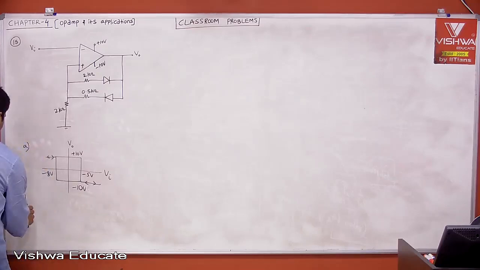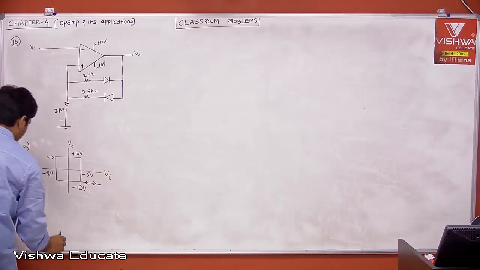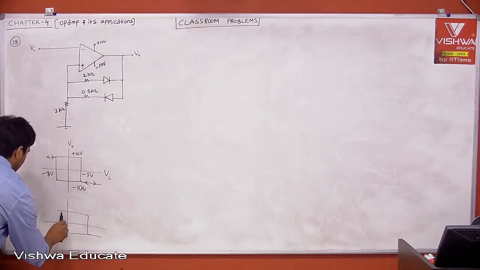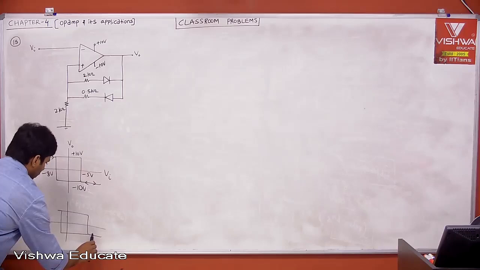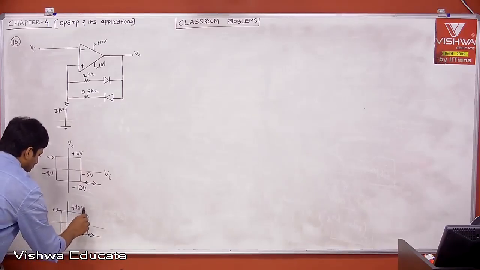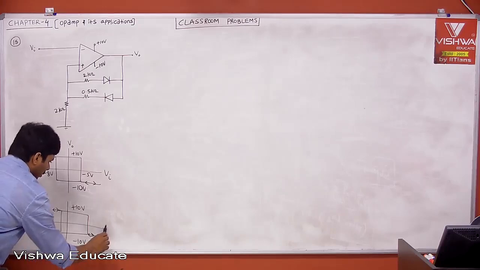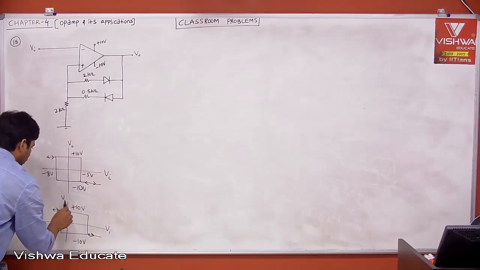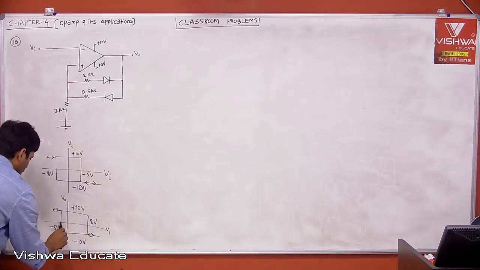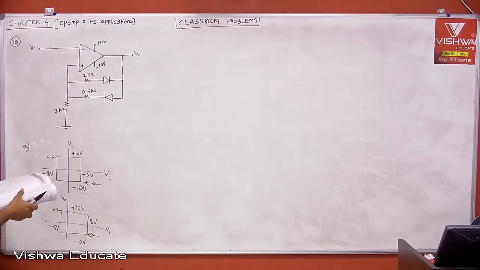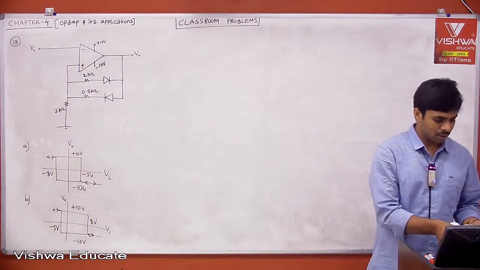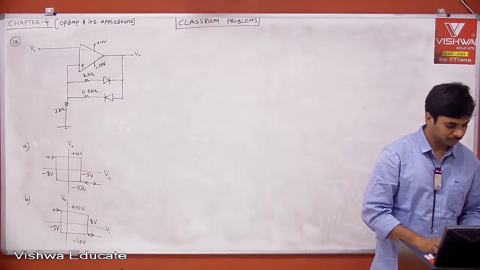Okay, then option B: plus 10, minus 10, this is VI, this is V0, and this is 8 volt and this is minus 5 volt. Okay, this is what is given in option C, option D. Okay, what it may be, and you have options also.